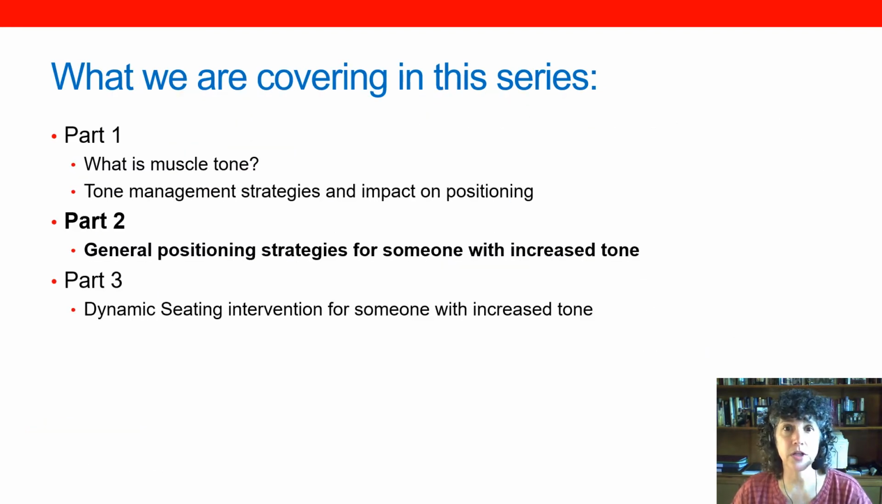So in this series, in part 1, we covered what is muscle tone, what's the pathophysiology, the etiology, etc. And we talked some about tone management strategies and how these impact seating interventions. In today's course, we're going to be talking about common positioning challenges and strategies that are used when choosing a wheelchair seating system for someone with increased muscle tone. And then in our third portion of this series, we're going to address various dynamic seating interventions.